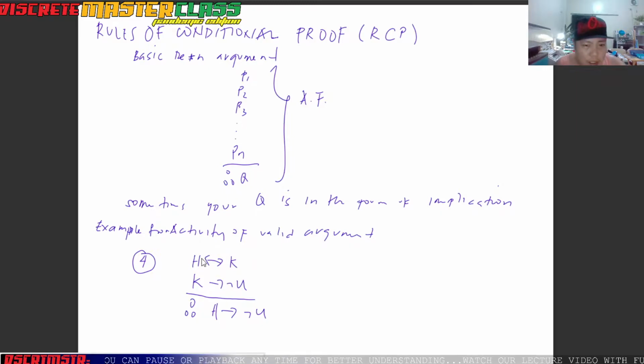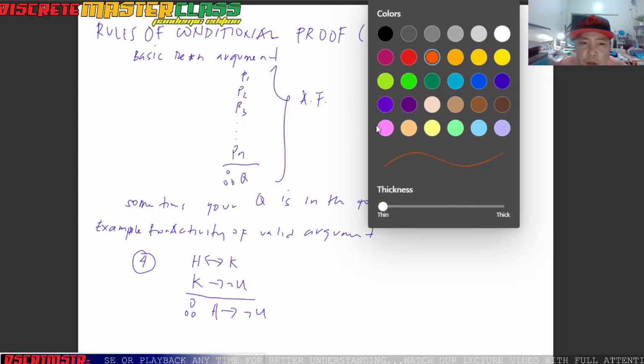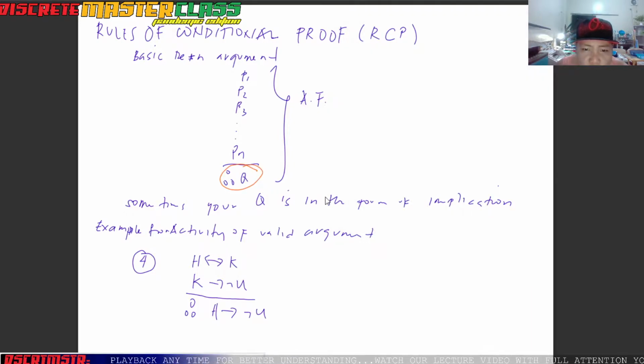So ano yung sinasabi ko kanina? Sometimes your conclusion Q is in the form of implication. At nakita mo ngayon sa number 4, your conclusion is implication. Take note that Q is not always Q. That is only our notation to denote conclusion. But Q can be any propositional form. Now, ang sinasabi ng rules of conditional proof, kapag yung Q mo ay nasa implication or conditional statement, pwede mong gamitin yung RCP. Ito yung RCP.